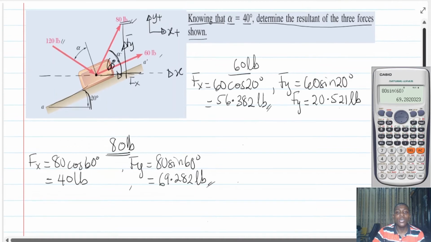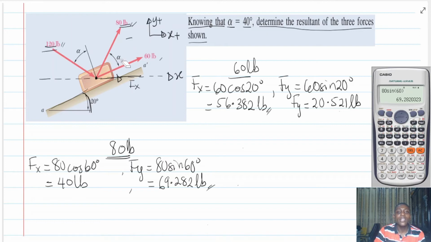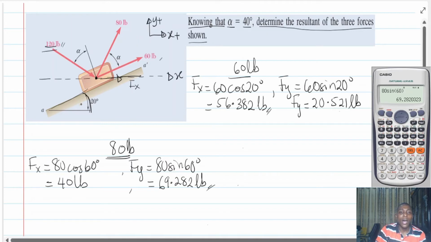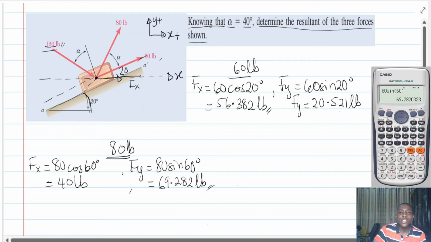Now the last one to look at is the 120-pound force. With respect to the 120-pound force, let's do something interesting here. Let's try to extend the line of action of the 60-pound force. By doing this, if the angle here is 20, then we know that vertically opposite angles are the same, so here also becomes 20.